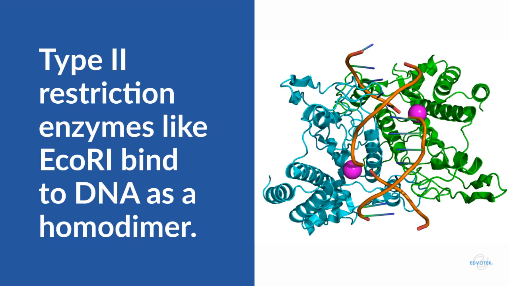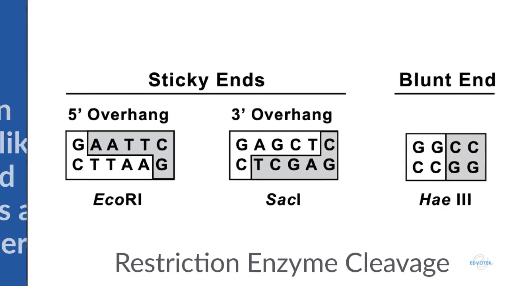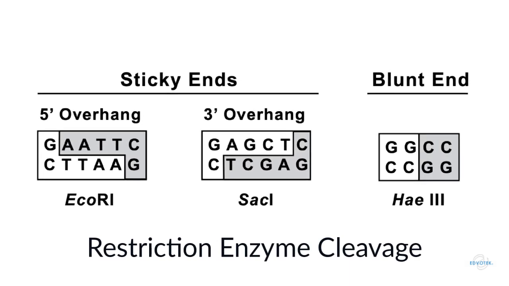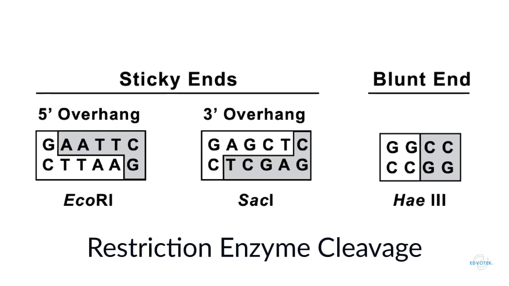Most of these enzymes require magnesium ions as a cofactor, meaning that we must use the correct buffer for best results. Restriction enzymes can cleave the recognition site at the center of the DNA strands to yield a blunt end, or at a staggered position, leaving overhangs called sticky ends.